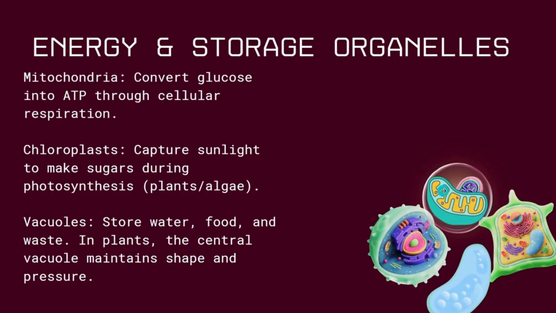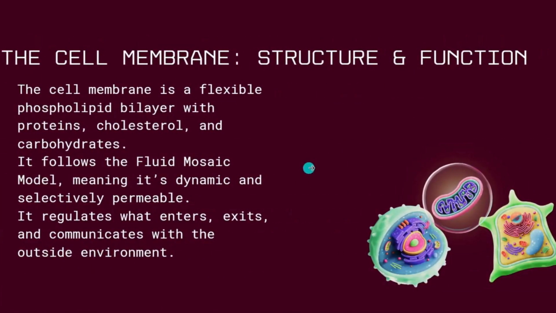The membrane is the phospholipid bilayer. So the fluid mosaic model, as you can see right here, is flexible and full of proteins, carbs, and cholesterol. It's selectively permeable: some stuff gets through easily and some needs help.